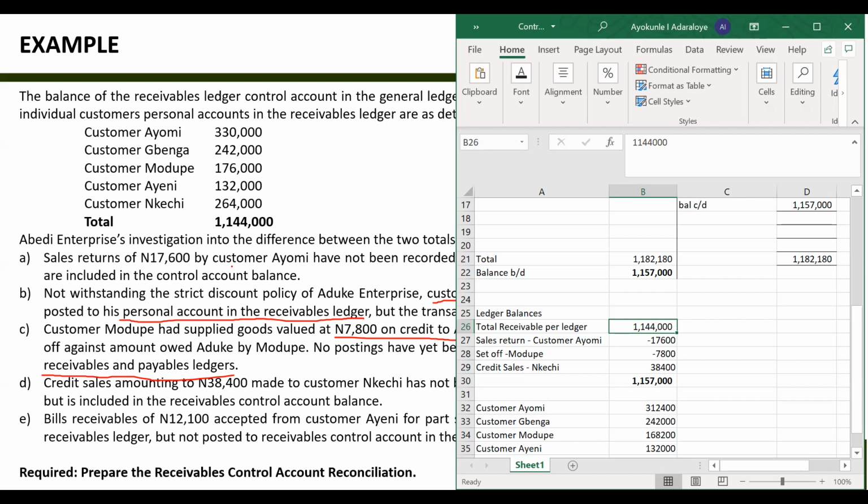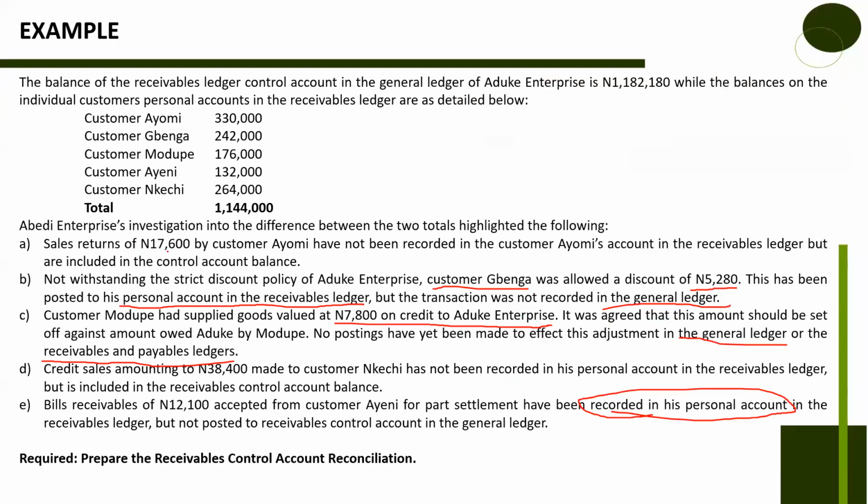So look at the first line: sales returns of 17,600 by customer Ayomi have not been recorded in customer Ayomi's account in the receivables ledger, but are included in what? In the control account balance. It means that we are only making this adjustment in the account where it was not recorded, which is what? Customer Ayomi's personal account.